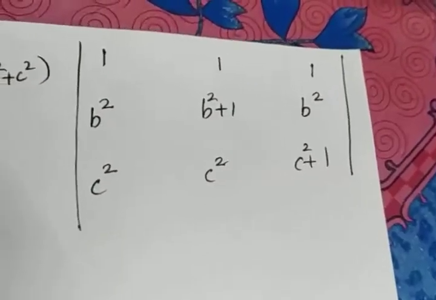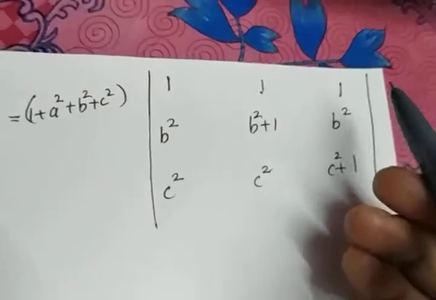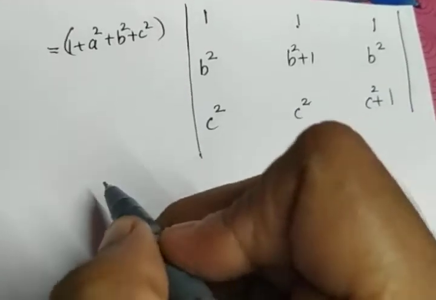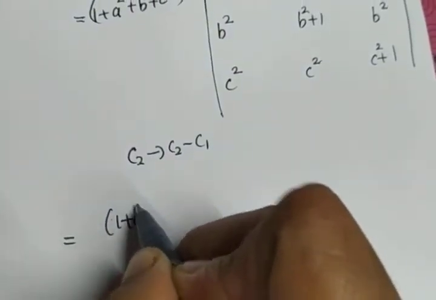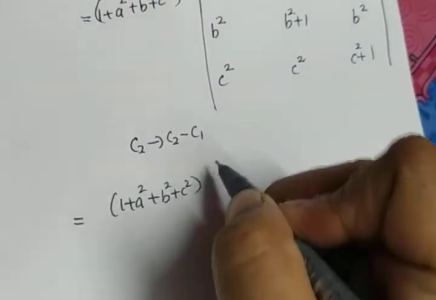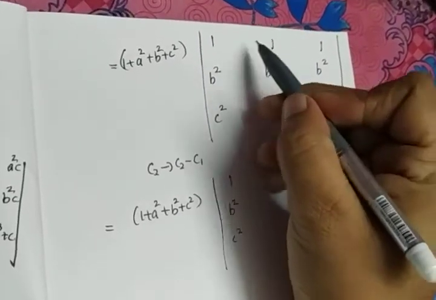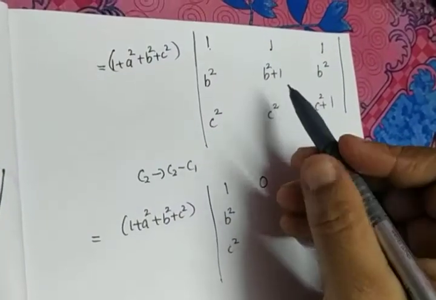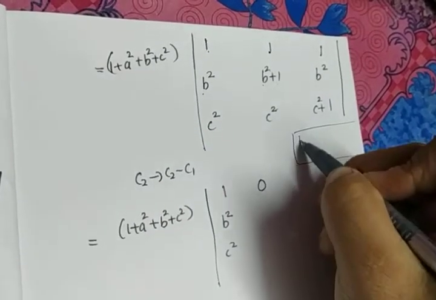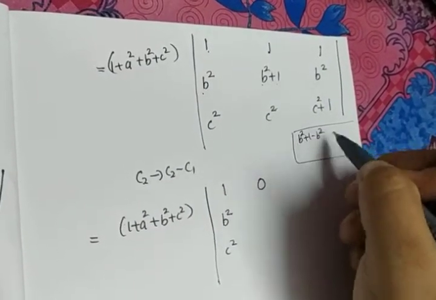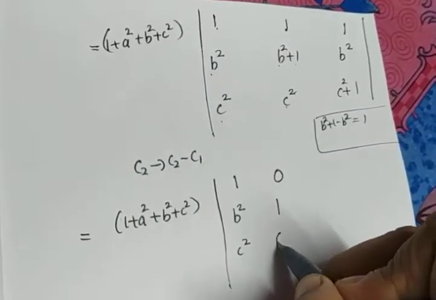Now look at the first row. All the elements are 1. So we will make the second and third 1s into 0. That 1 is in the second column, so the transformation is C2 changes to C2 minus C1. Outside, 1 plus a square plus b square plus c square is there. The first column remains the same: 1, b square, c square. For the second column, 1 minus 1 gives you 0. For the second element, b square plus 1 minus b square, b square gets cancelled, giving you 1. And here c square minus c square gives you 0.